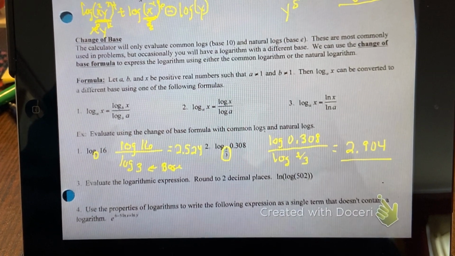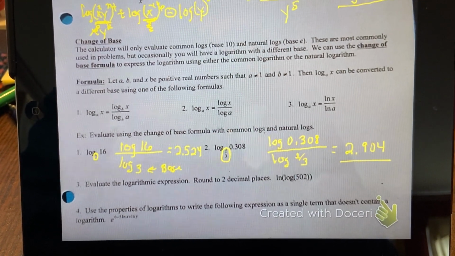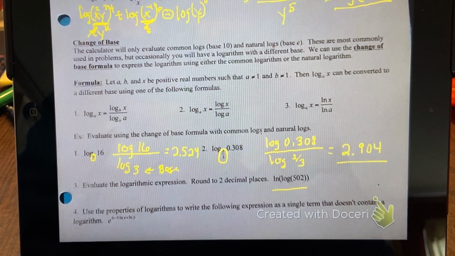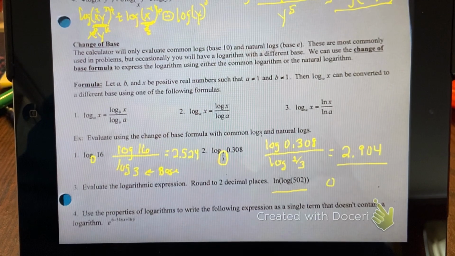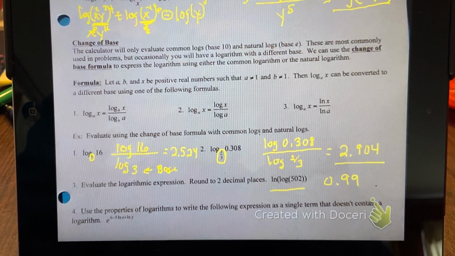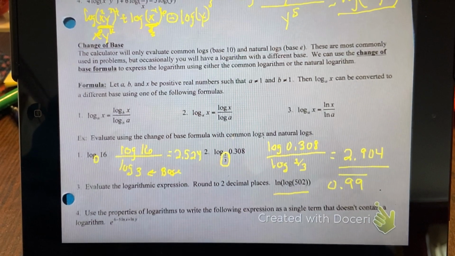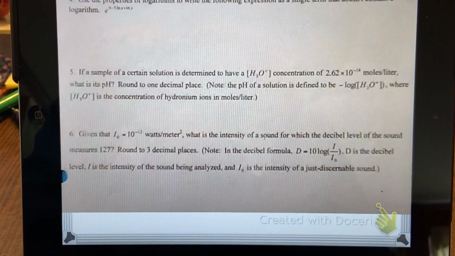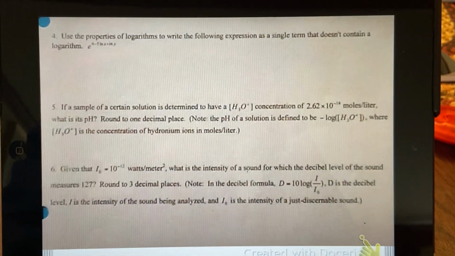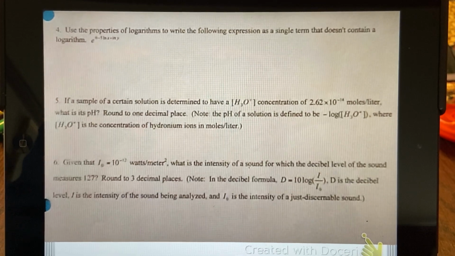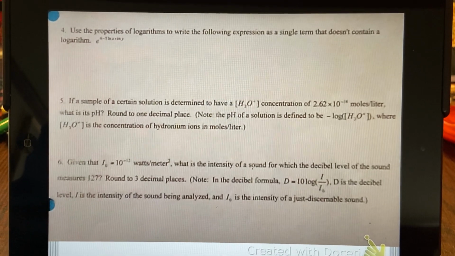All right, so number 3, down here at the bottom, just says evaluate it. You're just going to type all of that in. That'll go into your calculator, no problem whatsoever. 0.99, no matter what calculator you have. Last question. It says use the properties of the logarithms to write the following expression as a single term that does not contain a log.